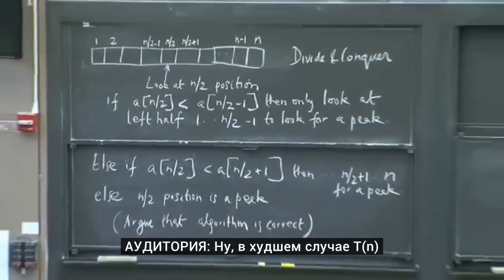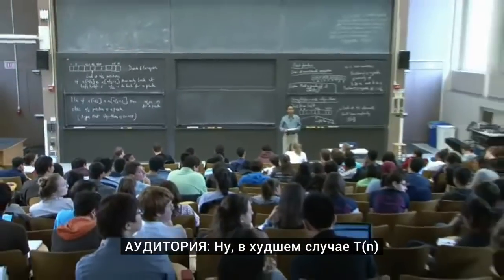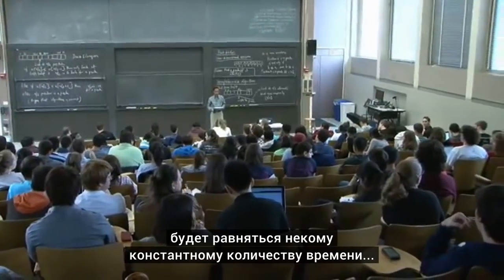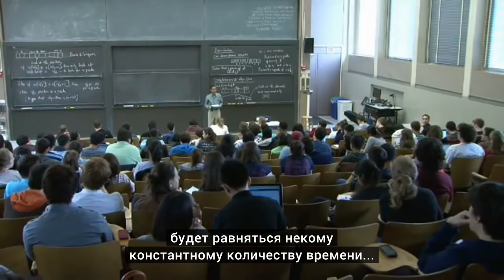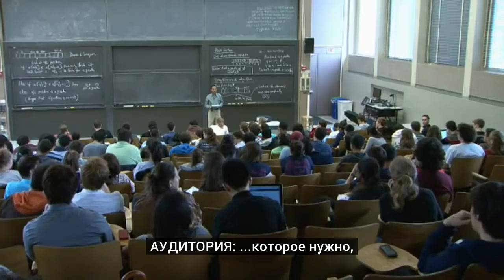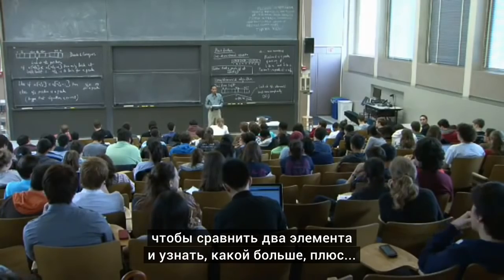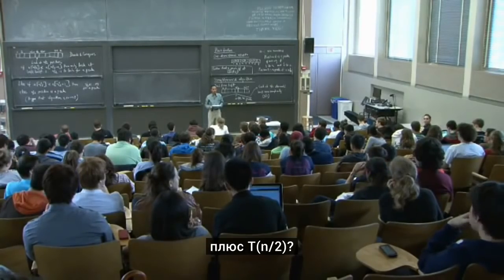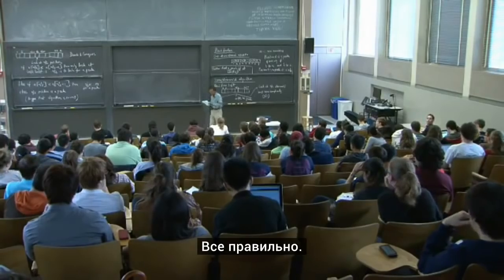So in the worst case scenario, T of n is going to be some constant amount of time it takes to investigate whether a certain element is a peak, plus T of n over 2. Great, exactly right. That's exactly right.